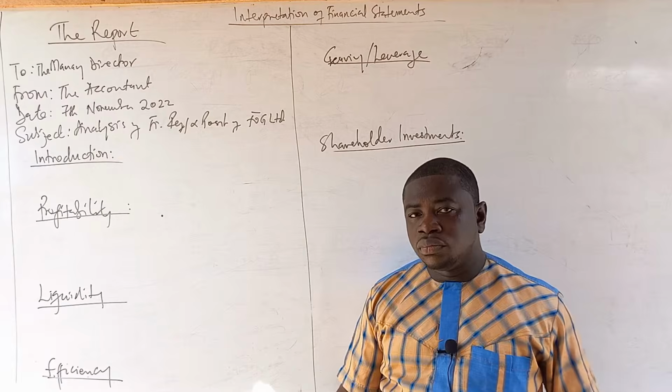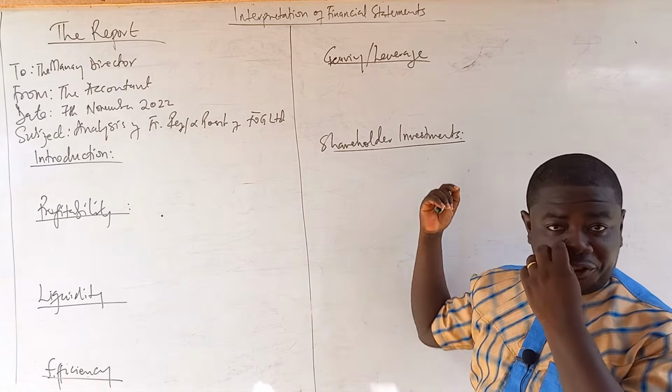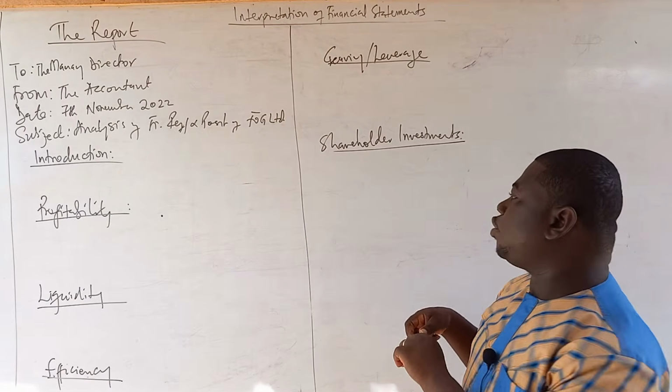Then you are done. Now under all these 5, you are going to follow the 5 steps I gave you to comment on the ratios. Use the same 5 steps. Then you can now conclude.